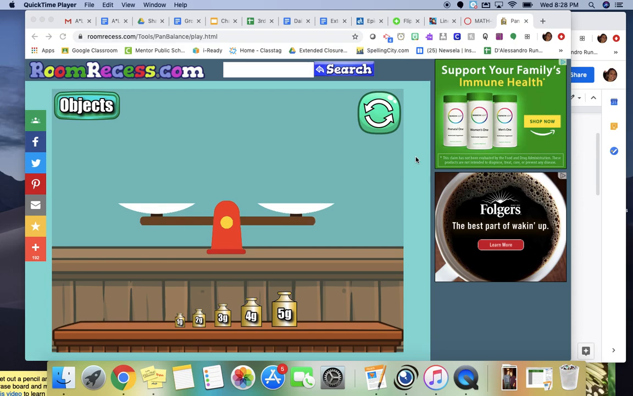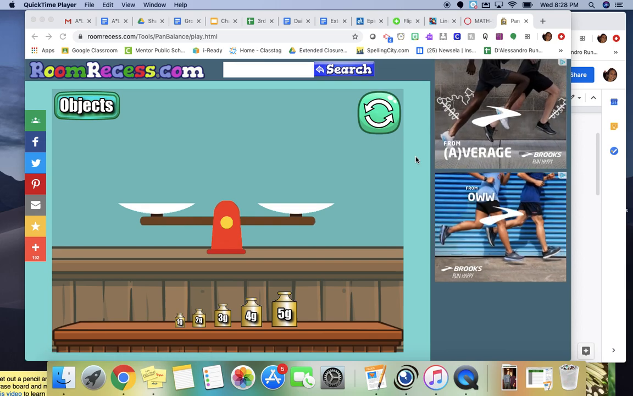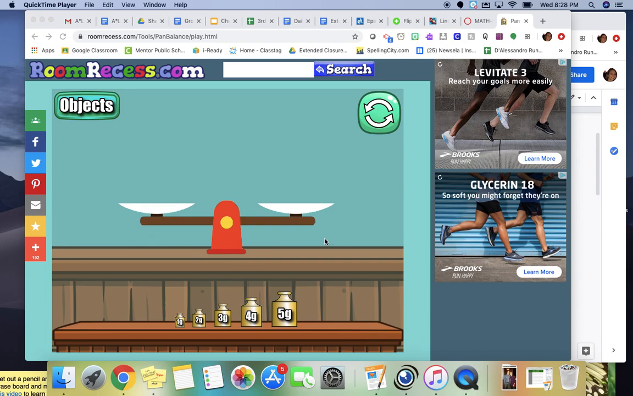You're going to use this website to practice measuring some virtual objects, measuring the weight of them. Now, if we were in the classroom, we would be using a real balance scale, which is what you see right here on the screen. This is a virtual balance scale.